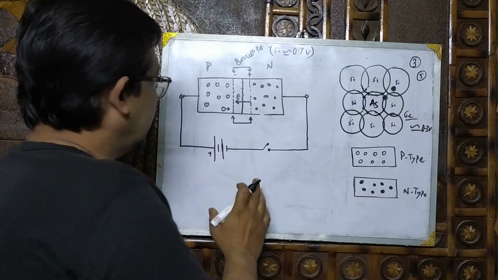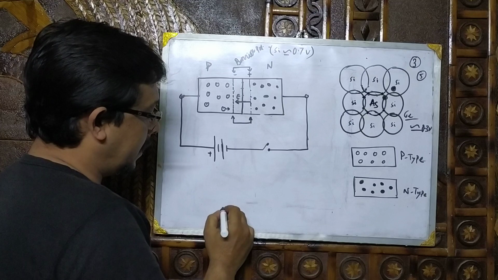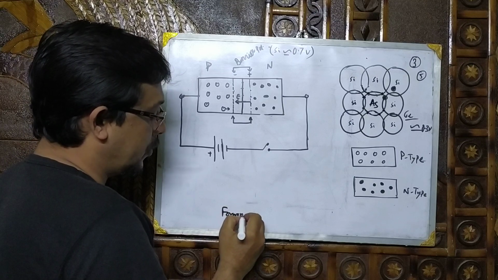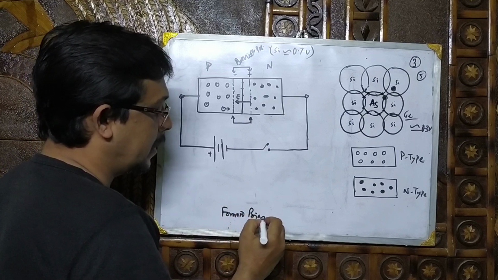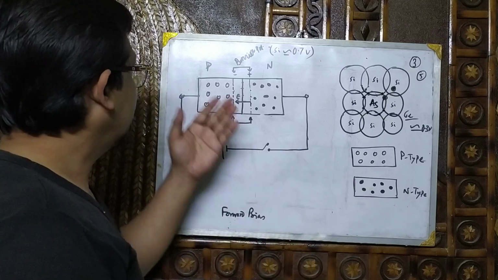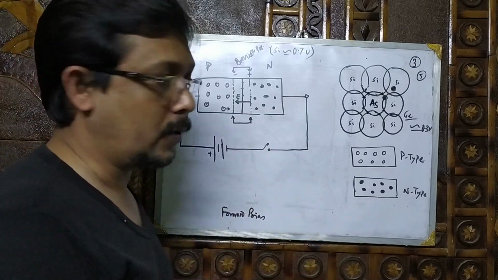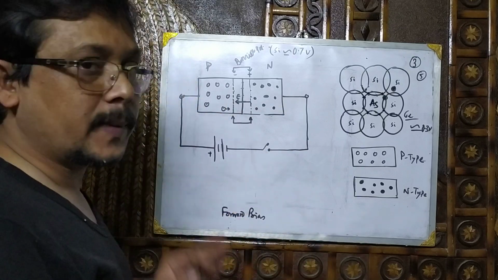ये जो कनेक्शन है, इसमें P टाइप का साइड पॉजिटिव है, N साइड का नेगेटिव लगा हुआ है. इसको हम कहते हैं फॉरवर्ड बायस कनेक्शन. So this is called the forward bias connection. इसका उल्टा भी हो सकता है, that I will show in the next picture. P टाइप को नेगेटिव लगा दिया, N टाइप को पॉजिटिव लगा दिया, उसमें दूसरा फंक्शन होगा. पहले देख लीजिए ये फॉरवर्ड बायस में क्या होता है.